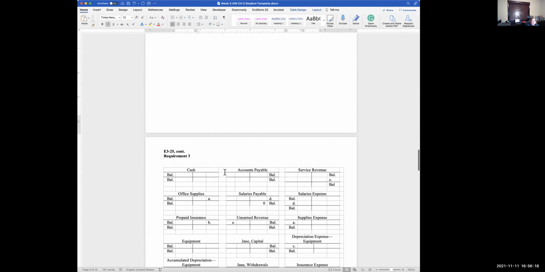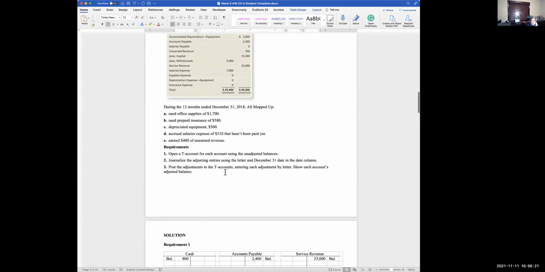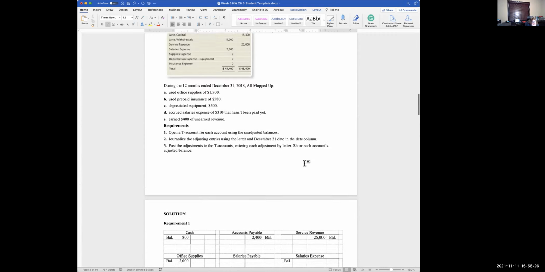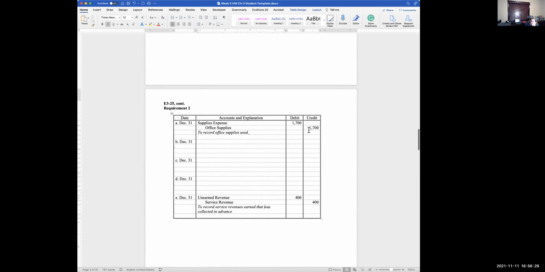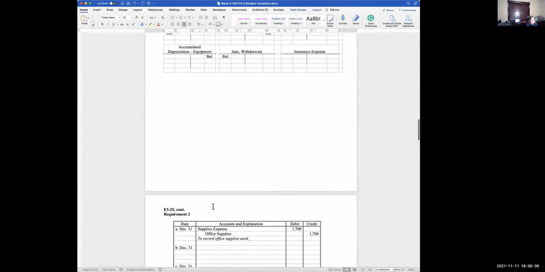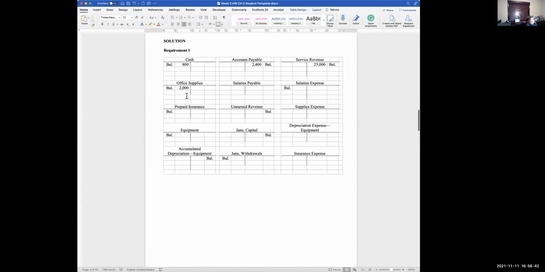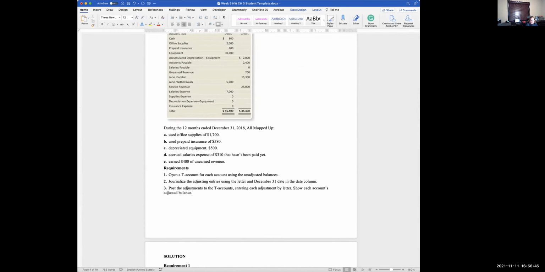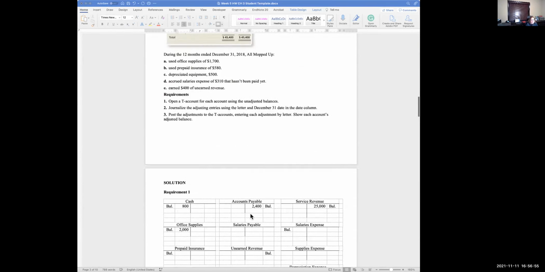And then requirement 3 is where you're actually, if we go back up, I don't mean to make you dizzy here, to post the adjustments to the T account, right? So if we take here our $1,700, right? So we would go here and we know that the balance was $2,000, right? Because that's what we had at the beginning. If we come up here, we added the $2,000 balance here and that came from right over here. See, we took the office supplies here of the 2,000. And then what we did is we placed that in here.